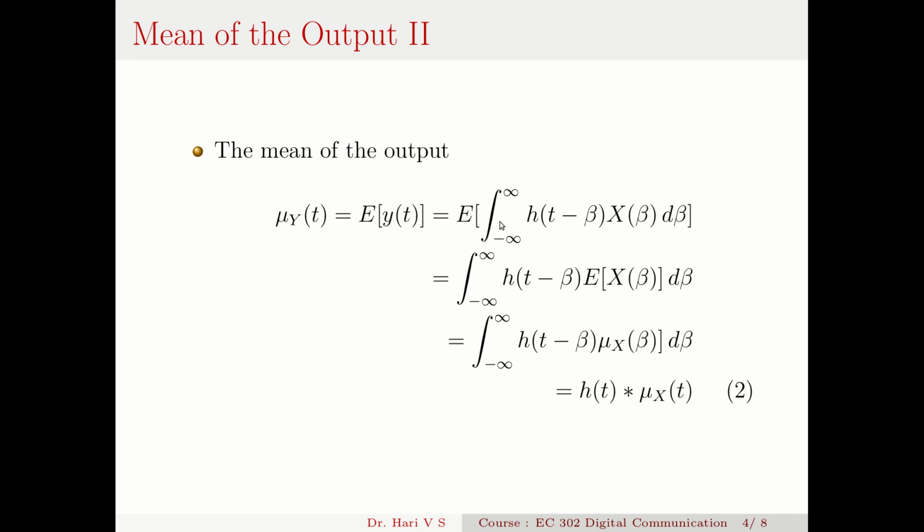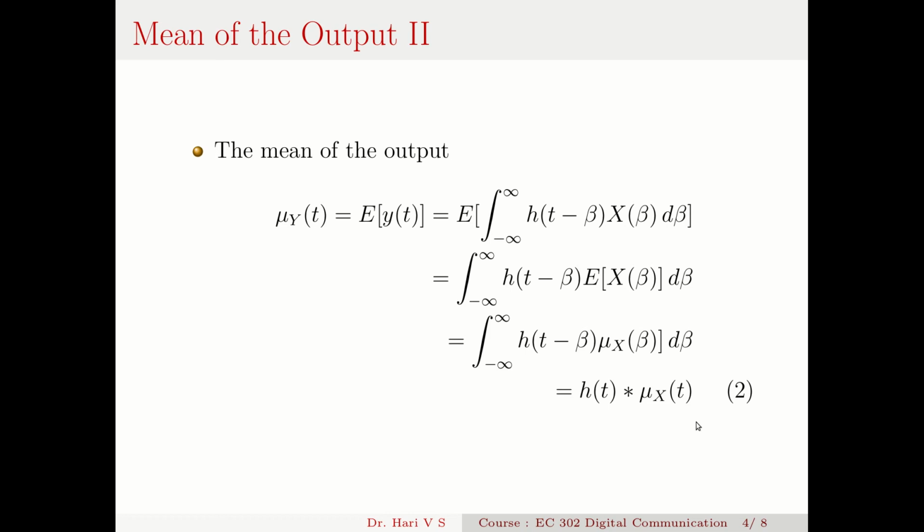So this integral becomes the integral from minus infinity to infinity of h(t minus beta) times the expectation of x(beta) d beta. And this expectation of x(beta), with beta a dummy variable in place of t, is mu_x(beta). So this integral is the integral from minus infinity to infinity of h(t minus beta) mu_x(beta) d beta. This is nothing but a convolution between h and mu_x. So the mean of the output, mu_y(t), is h(t) convolved with mu_x(t).